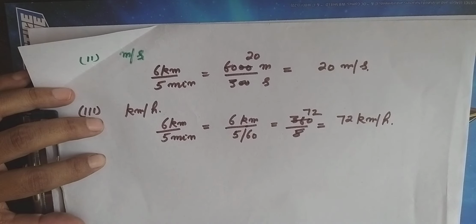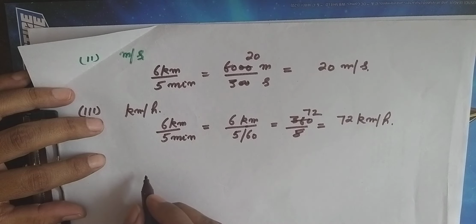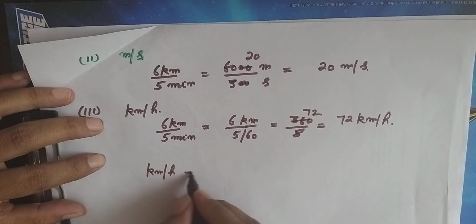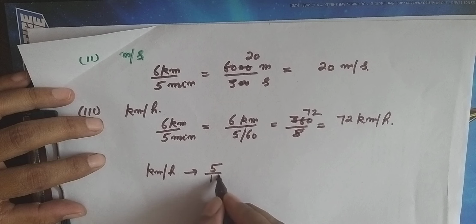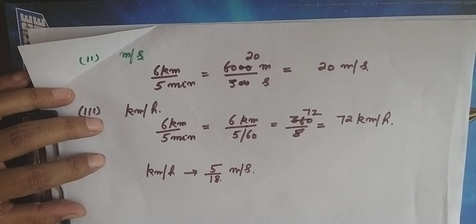I hope unit conversion is clear to all of you. Again I am telling you that the main point here is how to change kilometer per hour into meter per second. We are simply multiplying the number with 5 upon 18, and I'll get my answer in meter per second, right?